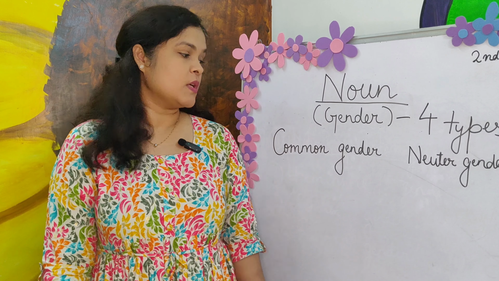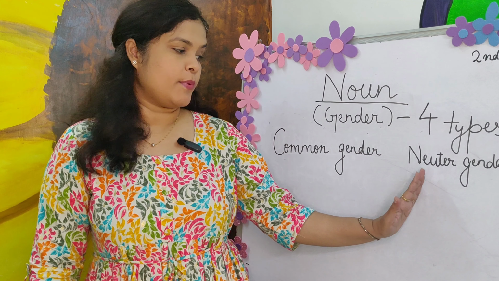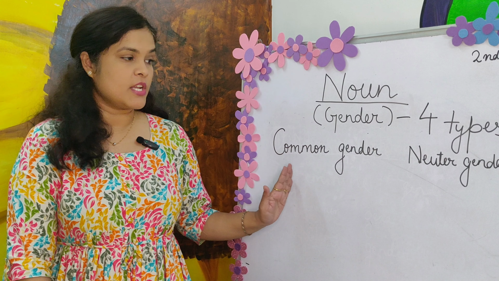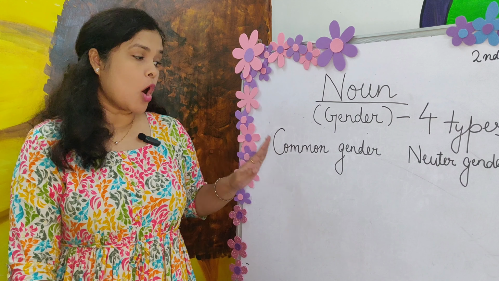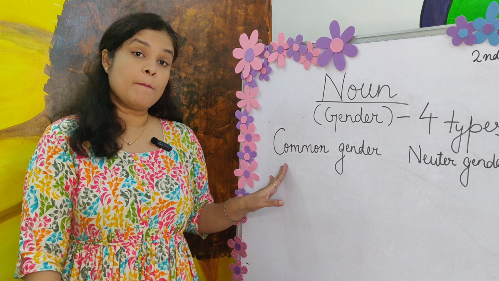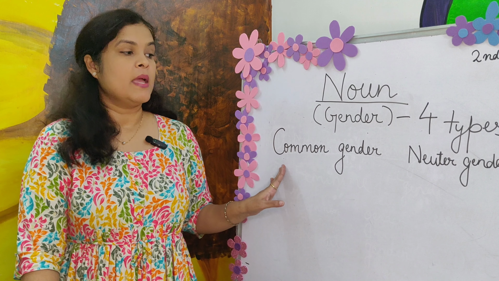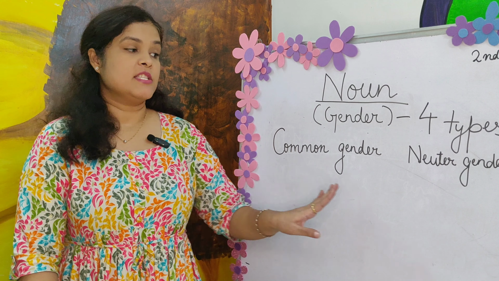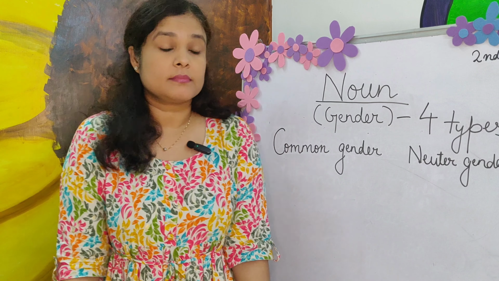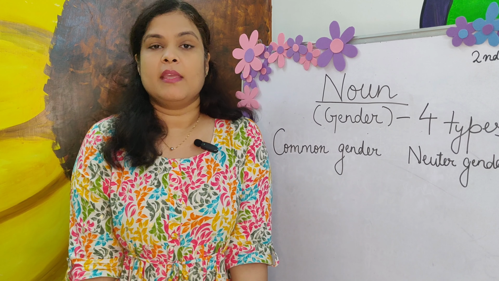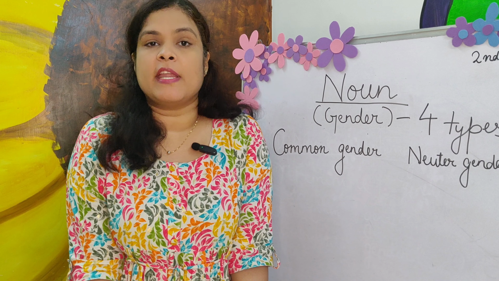So now we focus on the third and the fourth type of gender, which are the common gender and neuter gender. Common gender again represents the persons around you, okay? Whereas neuter gender will represent all the things around you. Let us discuss common gender in detail. For example, I have a friend.